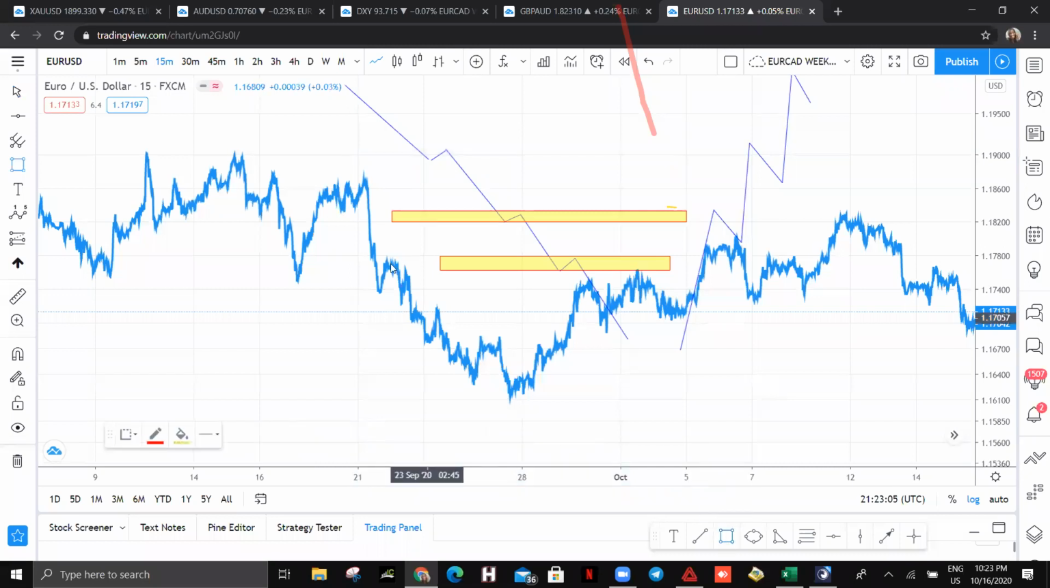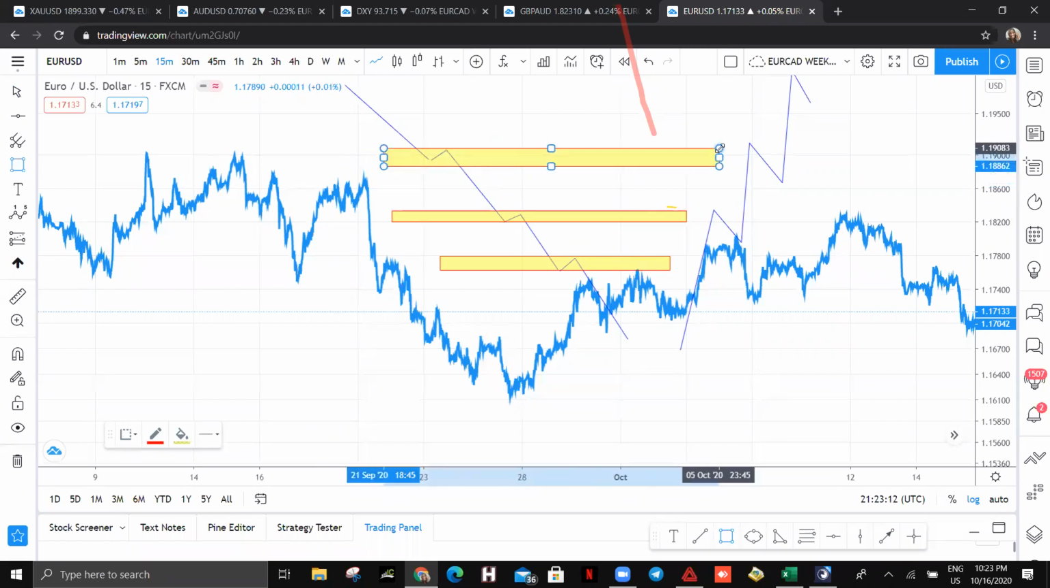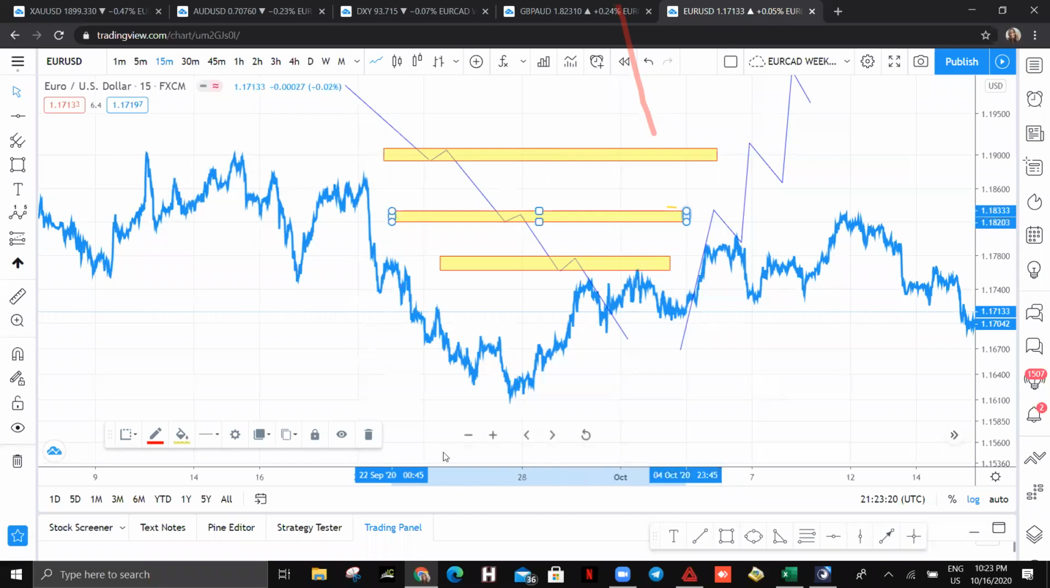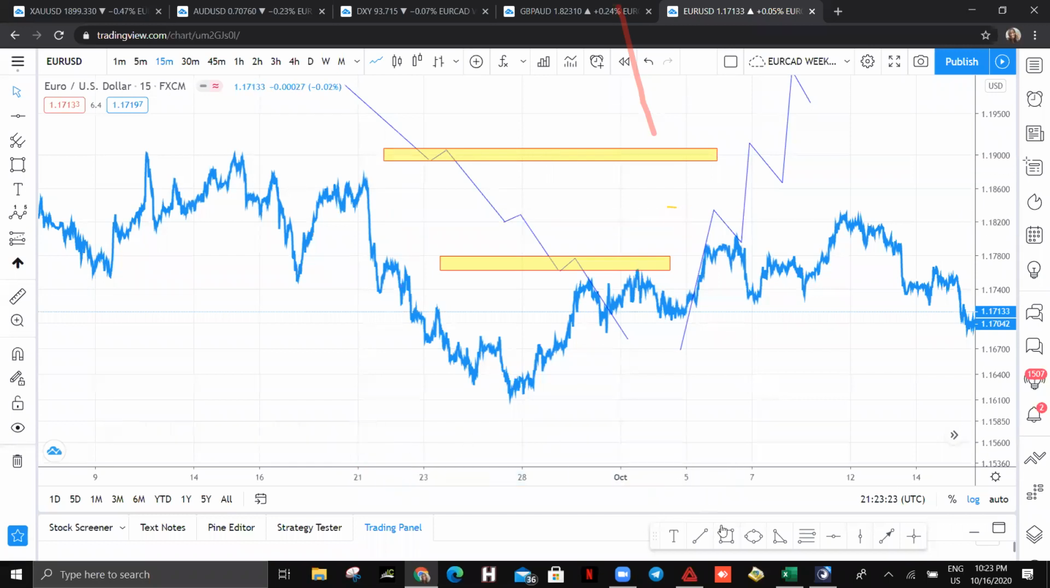Pick my rectangle, start from the beginning of the pullback to the ending of the pullback to get my zone. Have you seen the same thing I did here? That's the simple English I would have used. Sorry about the last one I did.